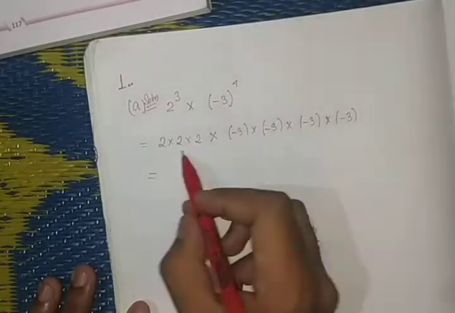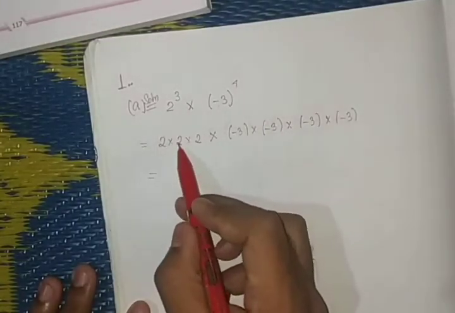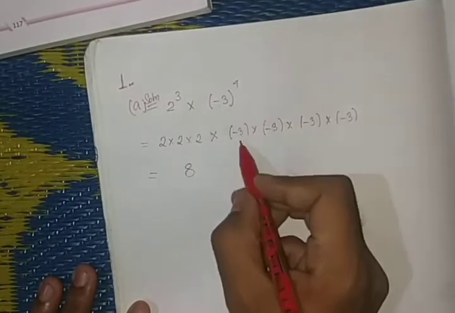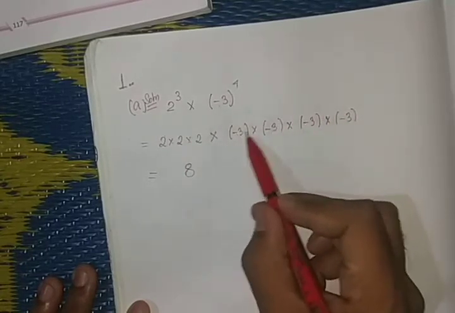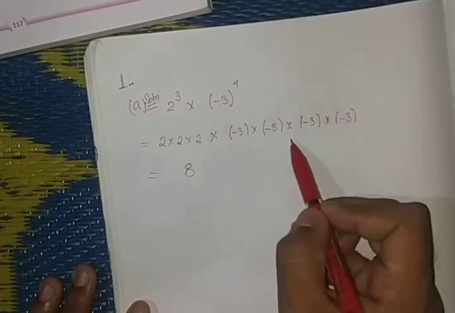Now simple, just multiply all of them. 2 to the 4, 4 to the 8. Now here we need to multiply the sign first. Then what is the number of signs? 1, 2, 3, 4. 4 negative signs are there.